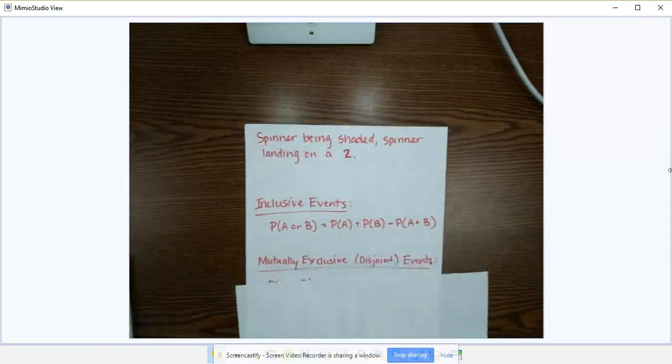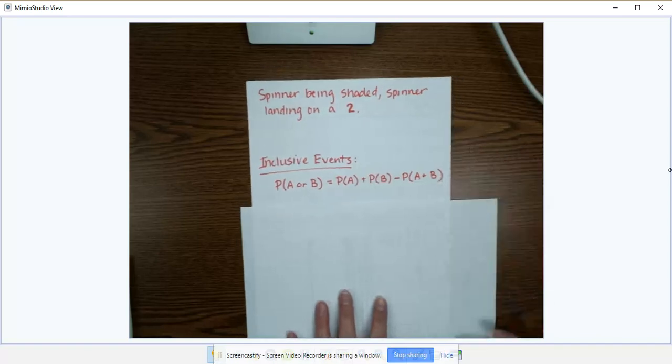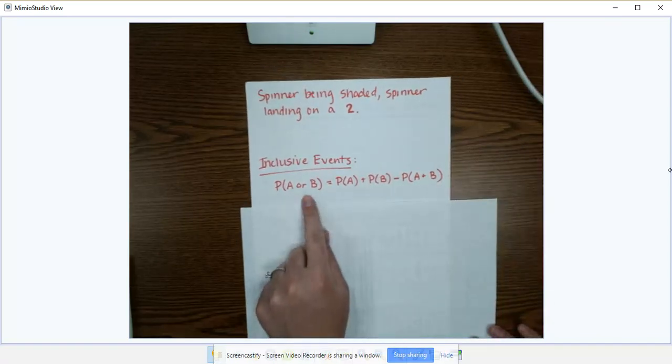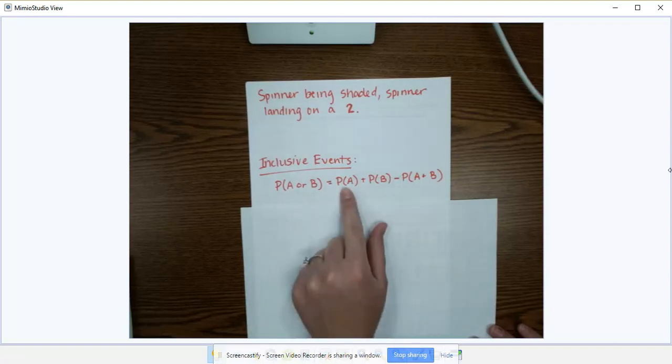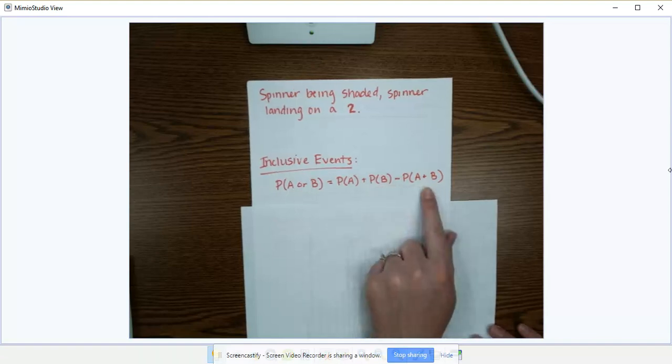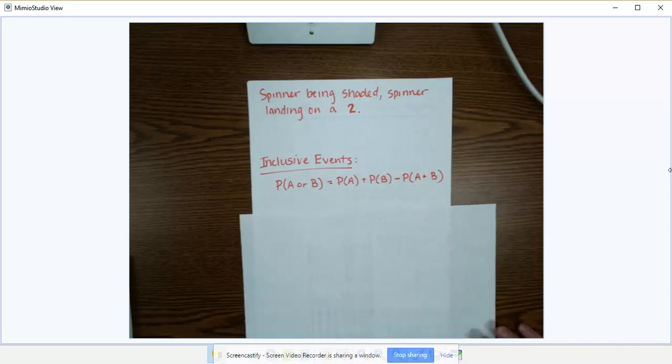Okay, here's a couple rules. So for inclusive events, meaning they share an outcome, we have the probability of A or the probability of B occurring. In order to find that probability, we have to take the probability of A plus the probability of B minus the probability of A and B occurring at the same time. So this is the overlap part, and we'll get to an example of that in a minute.